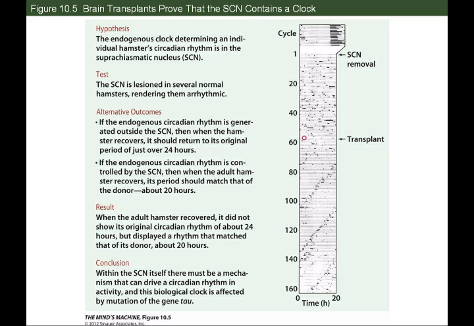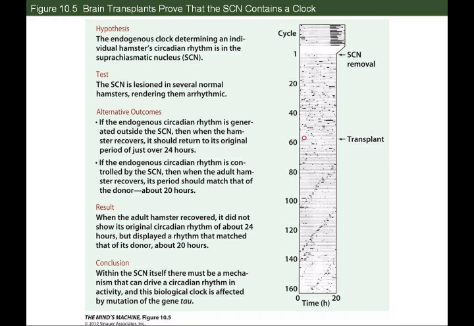Okay? So our hypothesis again is that there is an endogenous clock, produced within, that ticks in sync with our circadian rhythms, and it's located in the suprachiasmatic nucleus. Okay? So what happens if we lesion the suprachiasmatic nucleus? Then we know that hopefully it'll do something to the circadian rhythms.